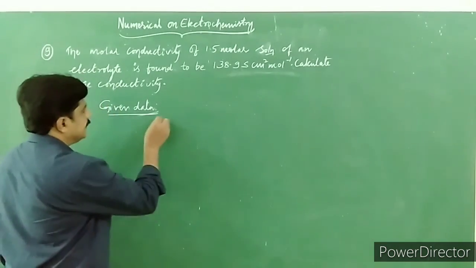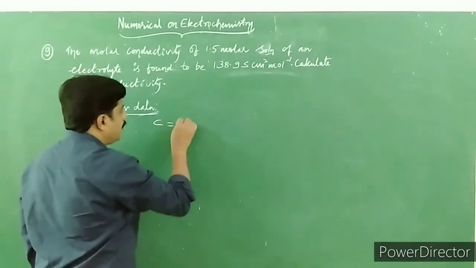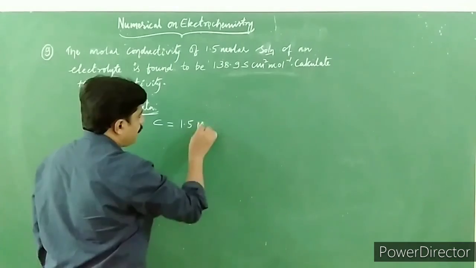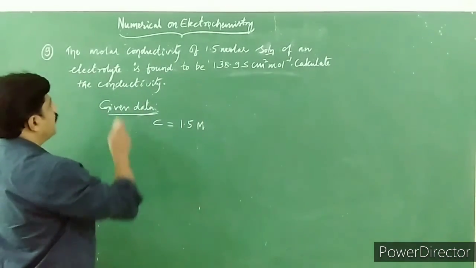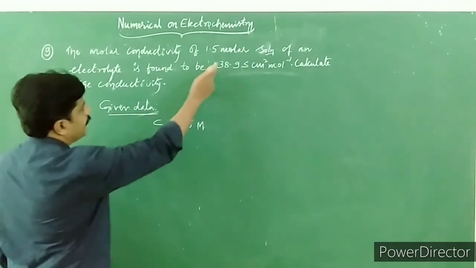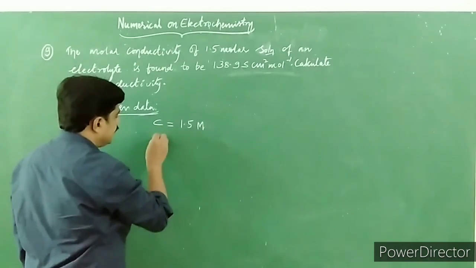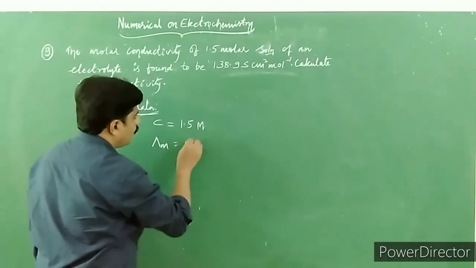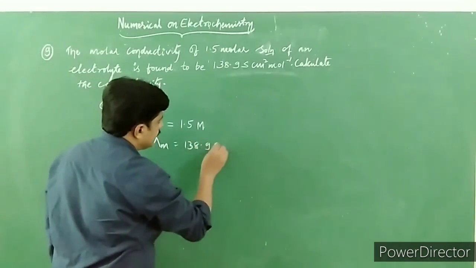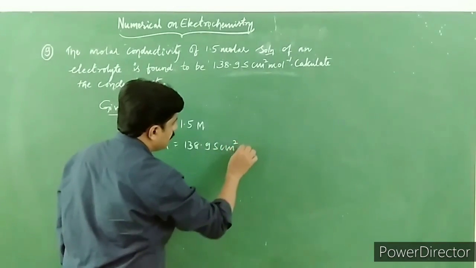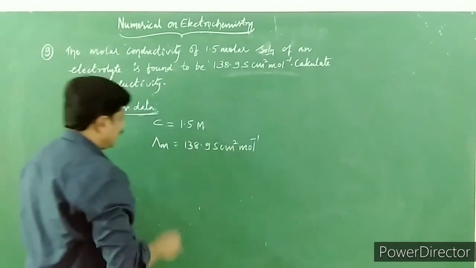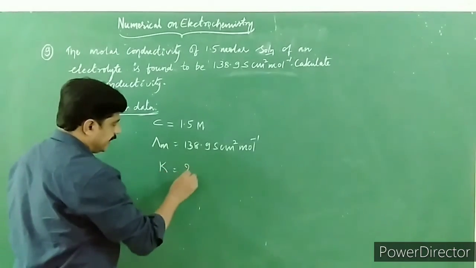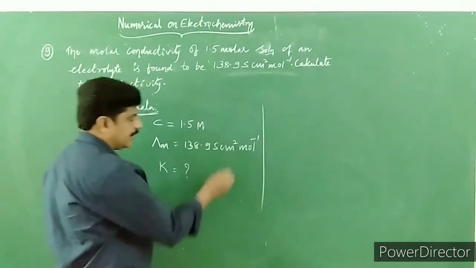Look here. C is given. Concentration, how much? 1.5 molar concentration. What else is given? Molar conductivity of this solution is given. How much? Lambda m is equal to how much? 138.9 Siemens centimeter square per mole. And what are you supposed to calculate? Conductivity. Children, look here.